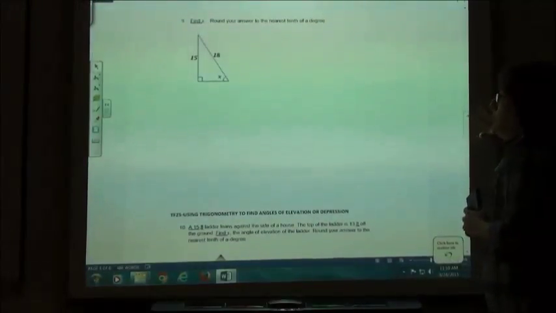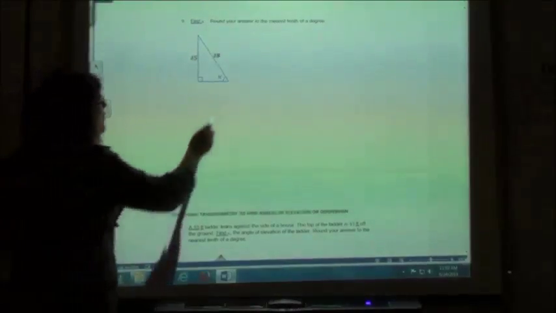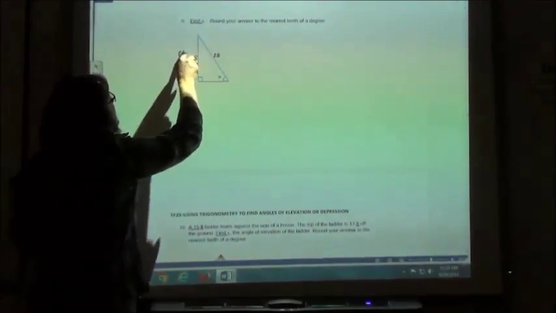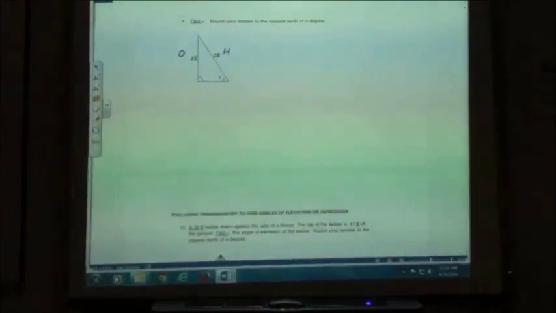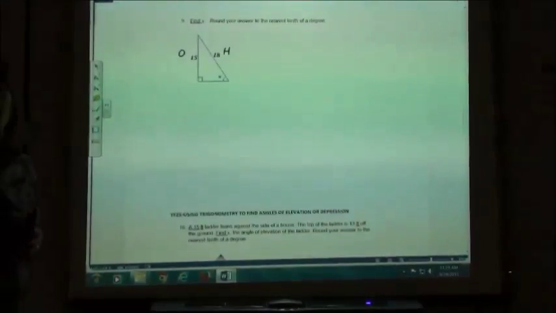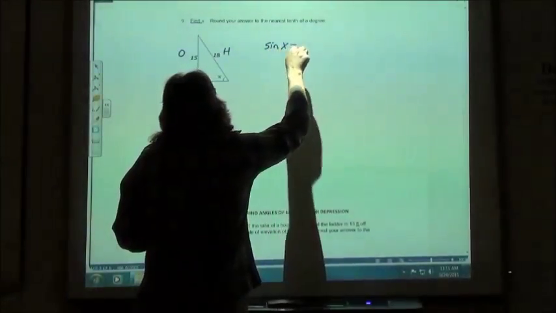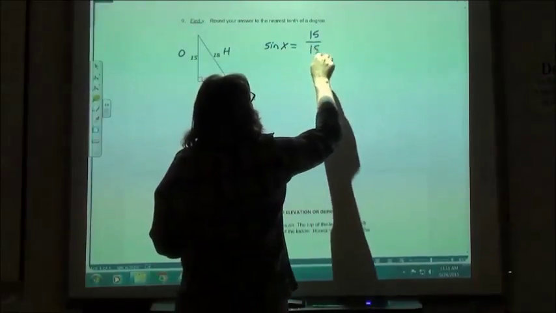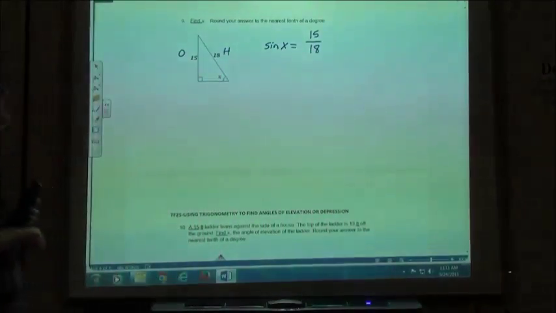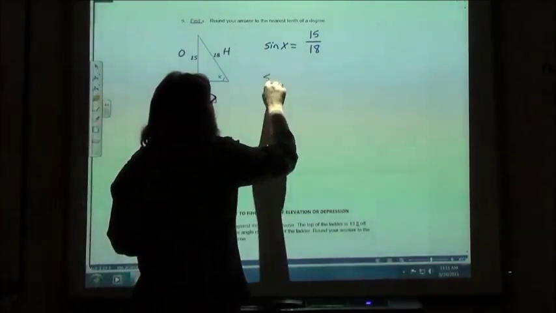So number 9, looking at that one. This time when I look at it, I'm solving for x. I have the opposite and the hypotenuse. So if we have the opposite and the hypotenuse, we want to use the sine. The sine of x equals the opposite side, which is 15, over the hypotenuse, which is 18. And so if I'm going to solve this for x, I have to do the inverse sine or arc sine of 15/18.